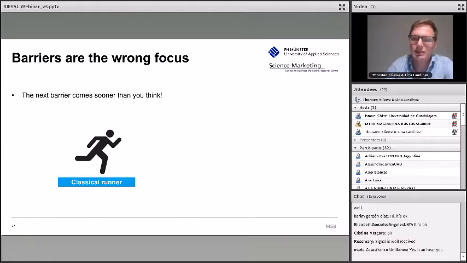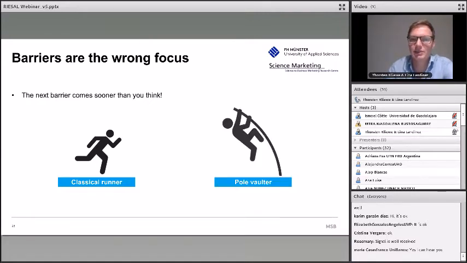If we would go to the other extreme, where we would have a lot of barriers, then we would have rather a pole vaulter. So we are not helping the academics at all to engage with UBC, and we expect them to climb over really, really high walls to engage in this activity, which often they haven't signed up for when they became professors.